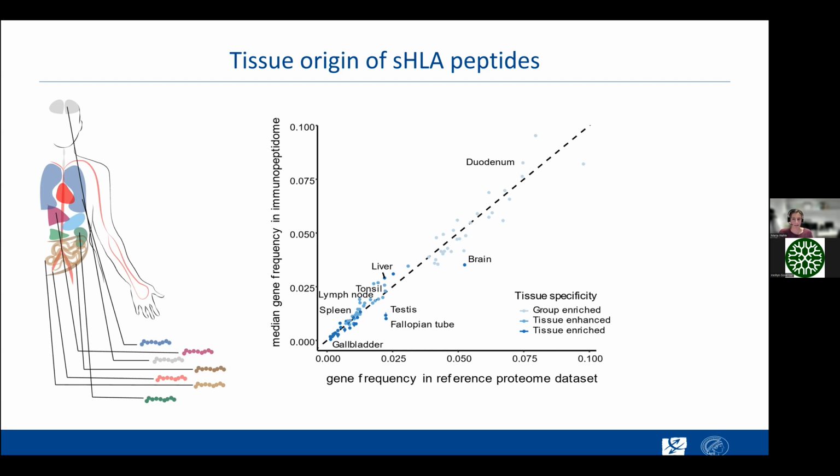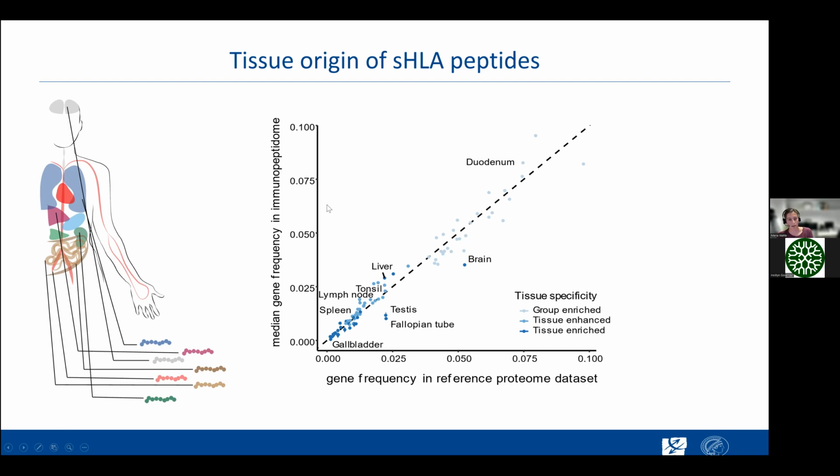And what we basically see is that the frequency of those terms correlate really well between the soluble immunopeptidome and the organ proteome. So to put a picture to it, what we see here is that the duodenum has around 7.5% of genes which are assigned to be group enriched for the duodenum. And at the same time, we have a similar amount of peptides which are group enriched for the duodenum, which we find in plasma.